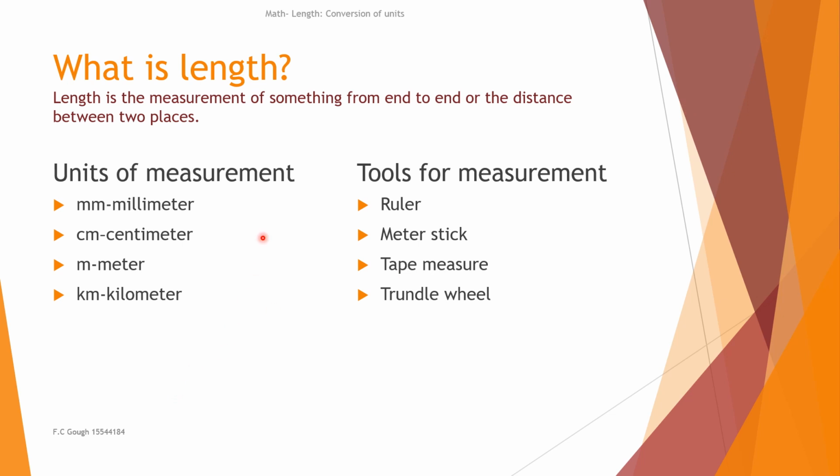Units of measurement that we will be using, as discussed earlier, are millimeter, centimeter, meter, and kilometer. What do we use to measure these? As you will remember from grade 4, we use the ruler, the meter stick, tape measure, and the trundle wheel. There are other tools for measurement, but these are the ones you are most familiar with.